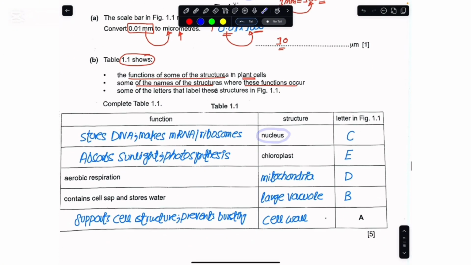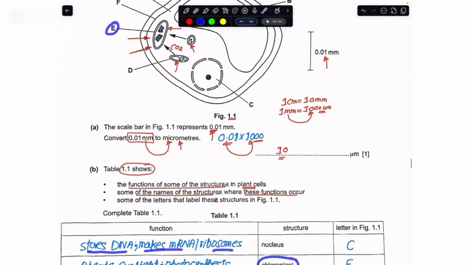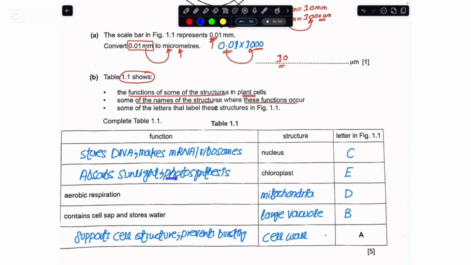Now for the first structure they say is the nucleus, and as I have highlighted above, this is letter C with us. And if we have to write the function, this stores DNA, or the nucleus also makes messenger RNA. And the other interesting thing is that the ribosomes that we have got are also made in the nucleus. So you have to write just one part from here. They say chloroplast. The chloroplast letter is E with us, and the role of the chloroplast is to either photosynthesize or absorb the sunlight. So you have to write any one from here.